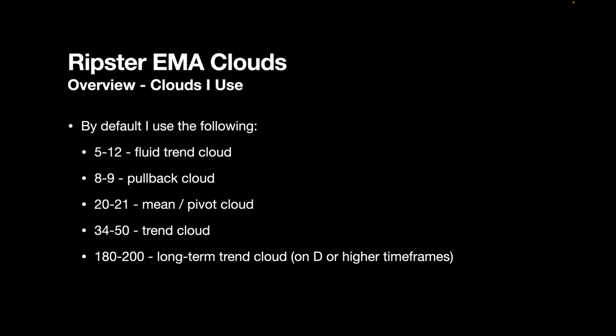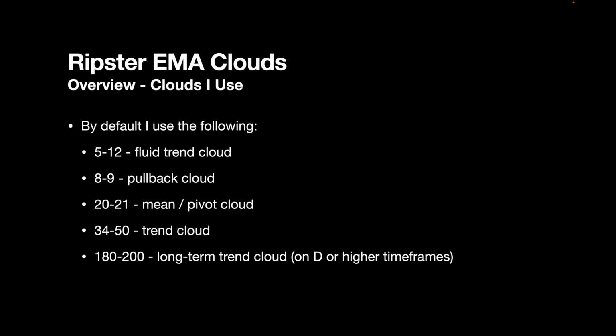The 20-21 is sort of the mean, the pivot. The 21 EMA is really important in the sense that typically as price action moves further away from the 21, it will tend to revert to the mean. It likes to come back to that 21. And so that acts as a nice fluid pivot for price action, and I like to have that cloud on there. The 34-50 is the trend cloud.